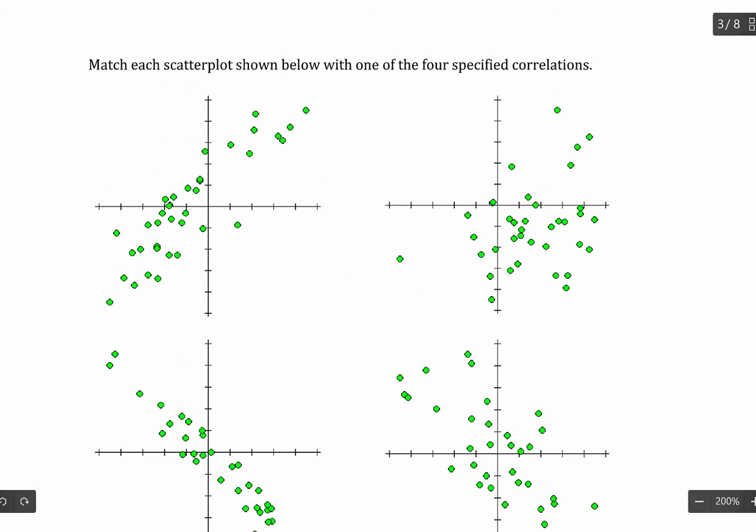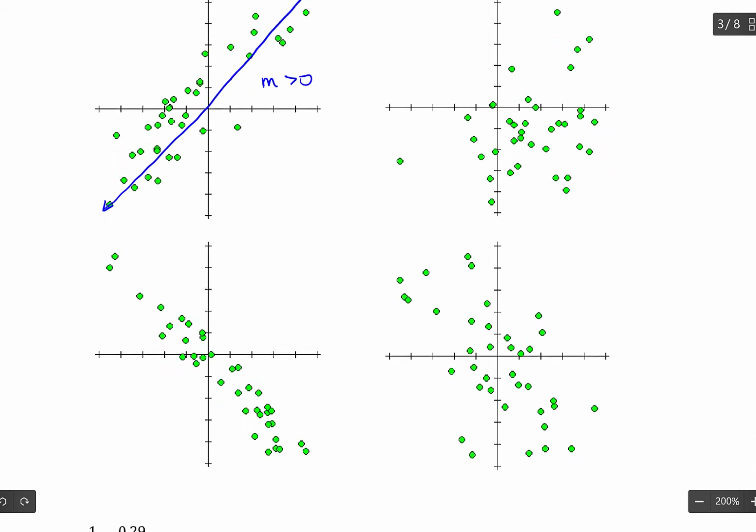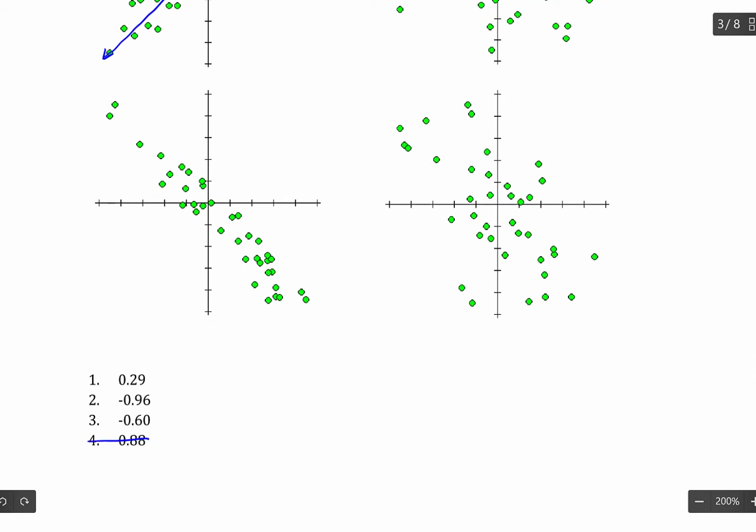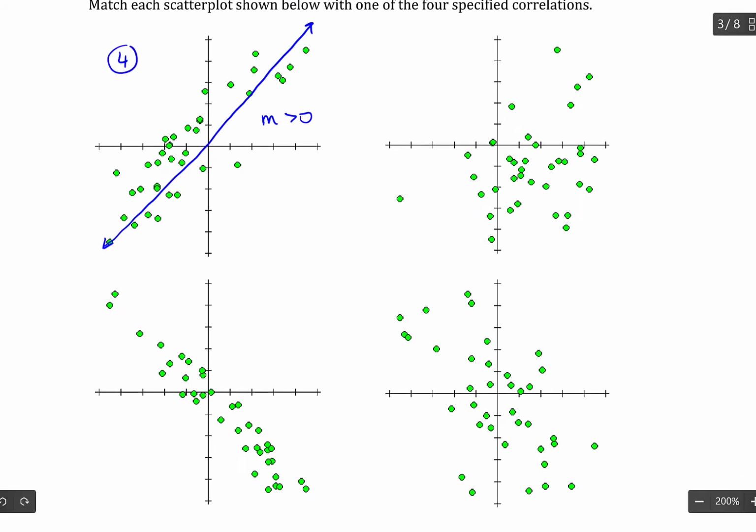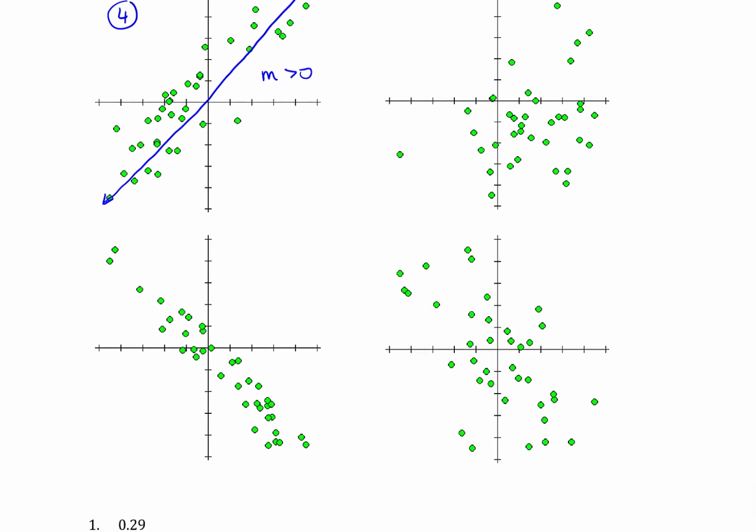So taking a look at this very first chart. In that chart, I could draw a line that fits those data values very well, and the slope of that line would be positive. So this is going to be item 4, which is 0.88. And I'm only marking that out so I go through and eliminate the choices as I go along.